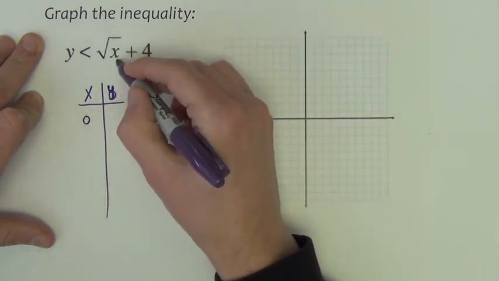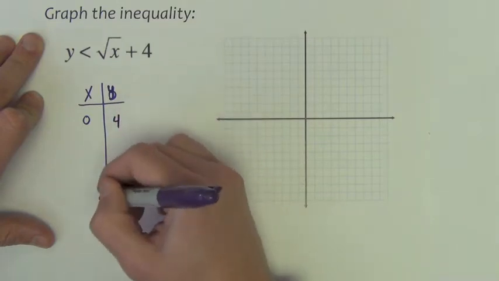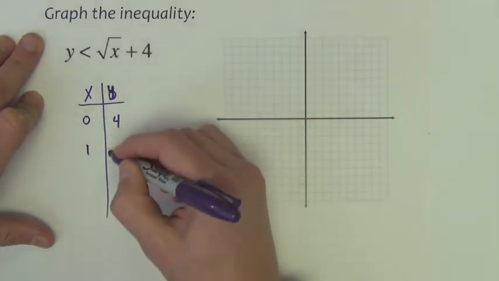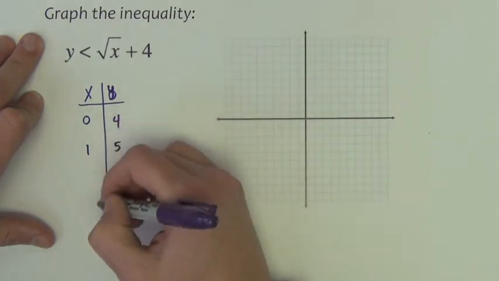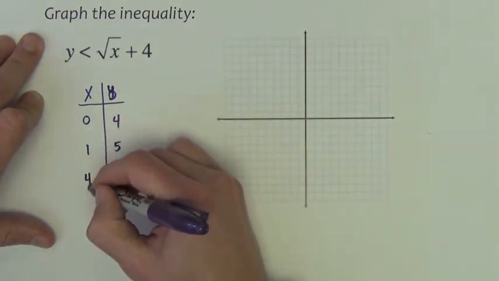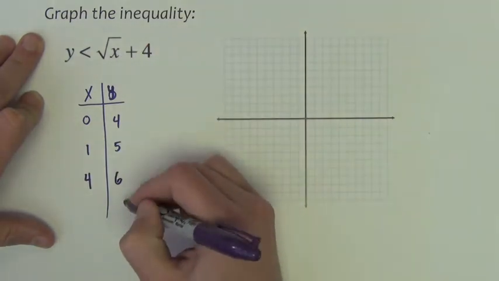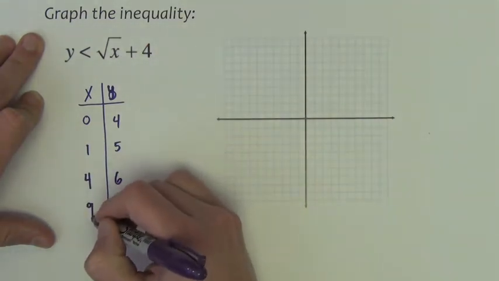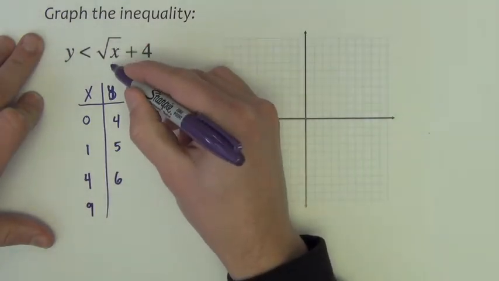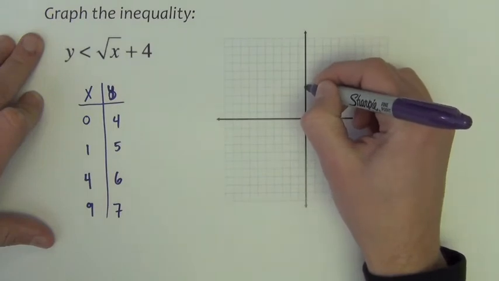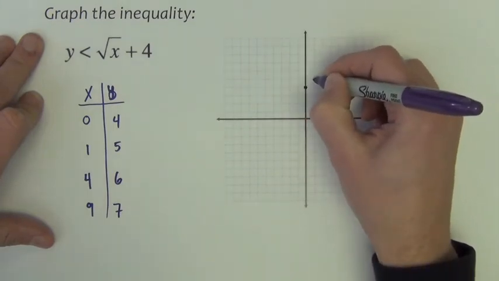Square root of 0 is 0 plus 4 is 4. I try 1. Square root of 1 is 1 plus 4 is 5. Next I'm going to skip to 4 because the square root of 4 is 2. 2 plus 4 is 6. Next I'm going to skip to 9. Square root of 9 is 3 plus 4 is 7. Okay, hopefully that wasn't too fast.